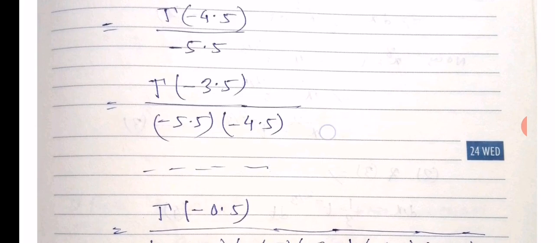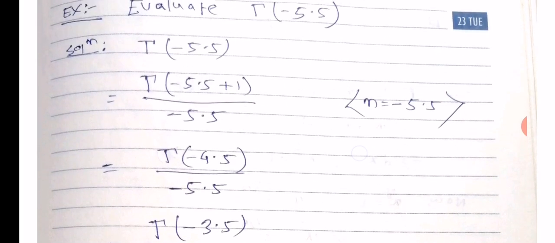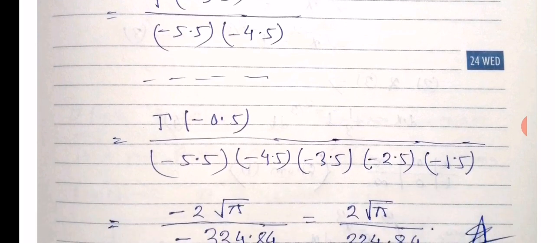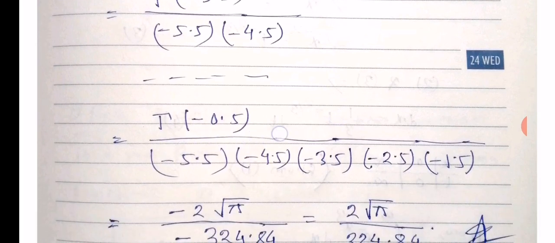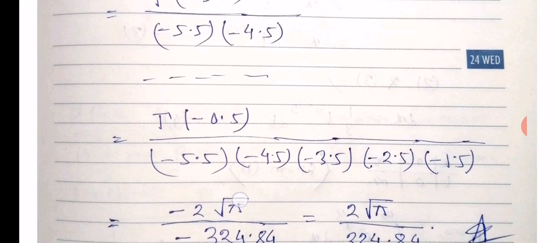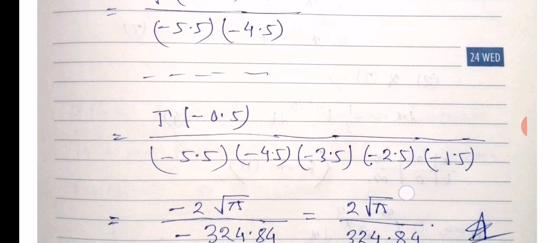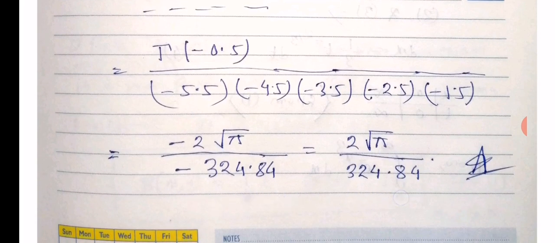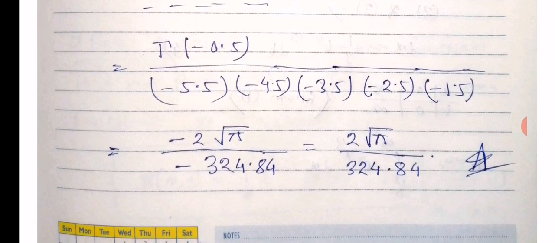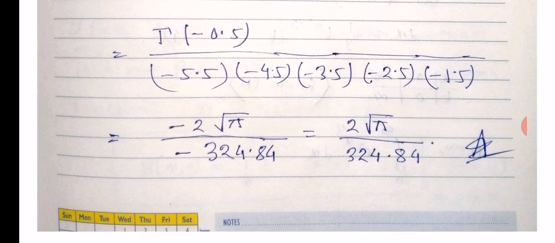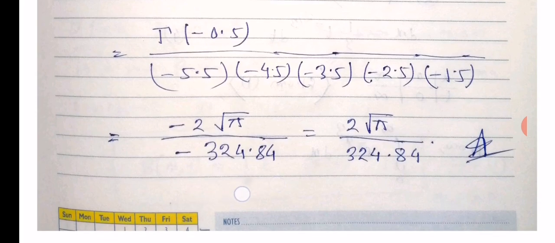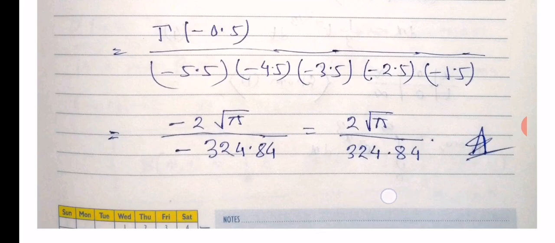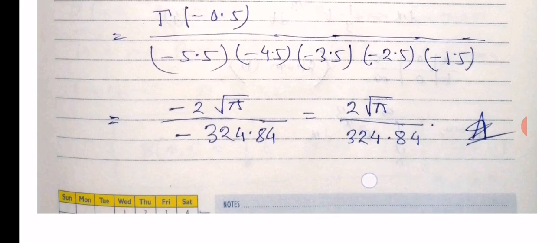So after so many steps, we can easily obtain gamma of minus 0.5 divided by minus 5.5, minus 4.5, up to minus 1.5. Calculating this gamma of minus 0.5, that is minus half, we will get minus 2 root pi, and by calculating the denominator we will get minus 324.84. So we will get finally this answer.